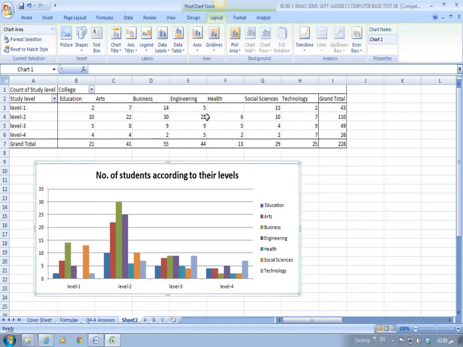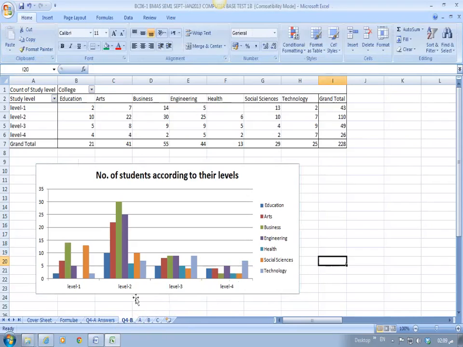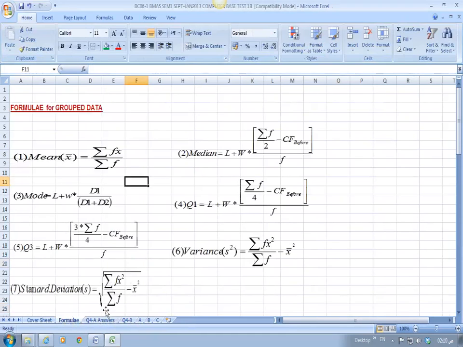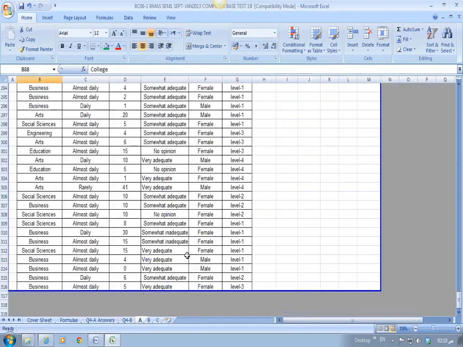The question here says you comment on the student according to their levels. So if you see here student according to the level, it means that most of the students are in level 2 and fewer students in level 4, and so on like that. You can write the comment in this way. This is the answer for question number 4B. By this we answer all the questions related to set A questions.